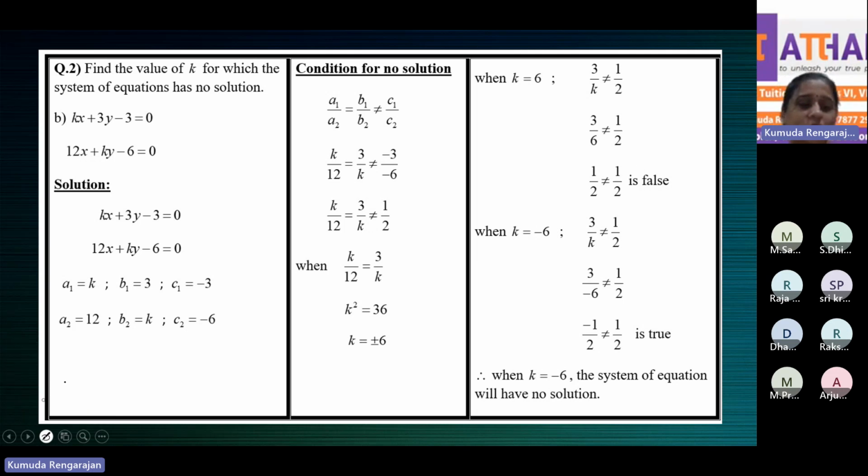So here, though you get two values for k, only one value can be taken, because when you take k as 6, this statement is false. It should be true always. Here it is true. So when is it true? When k is minus 6. So when k is equal to minus 6, the system of equations will have no solution.